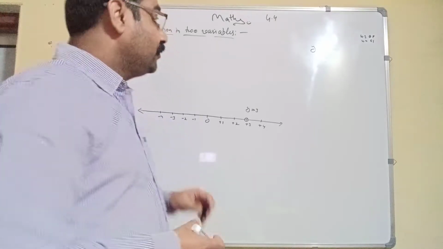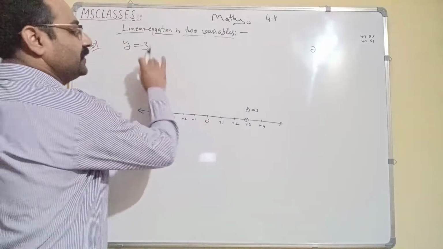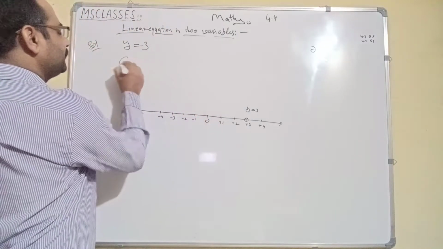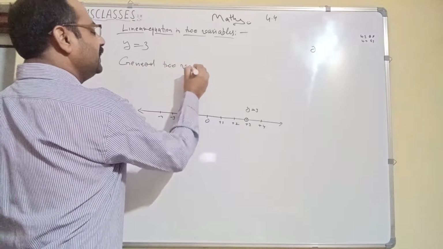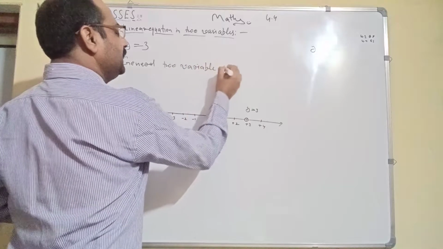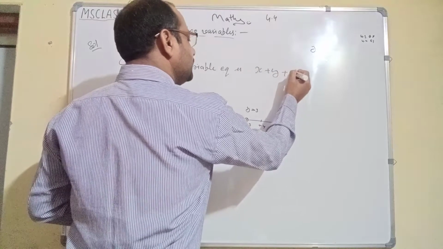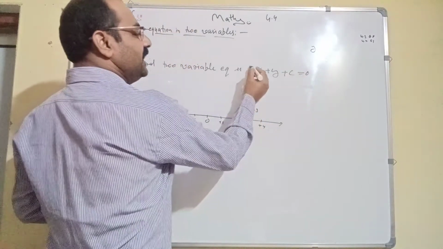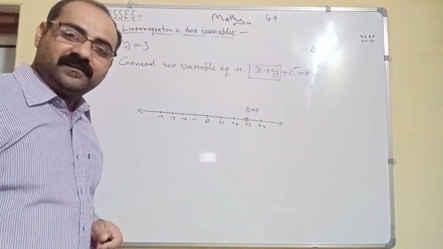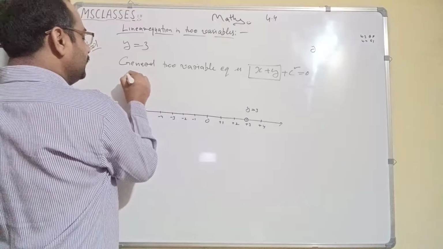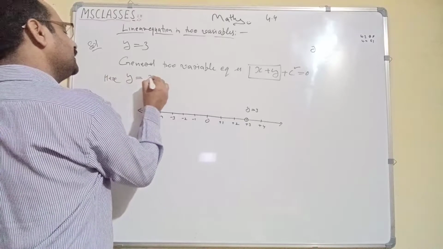Now guys, how to convert this into a two variable, right? So now we have a general formula. The general two variable equation is ax plus by plus c is equal to 0. Here x and y are variables and c is a constant. But here we have y is equal to 3 only.